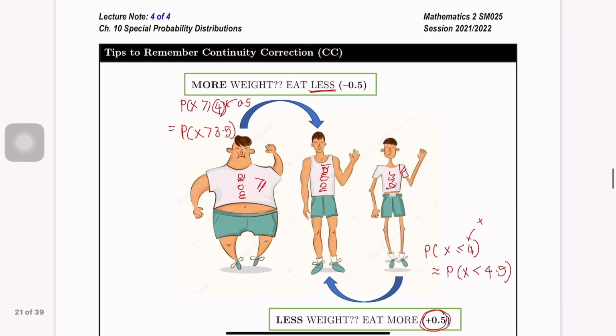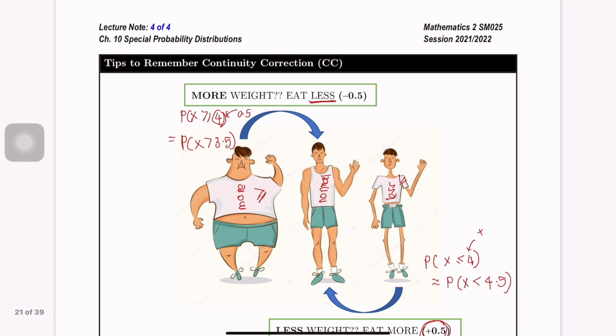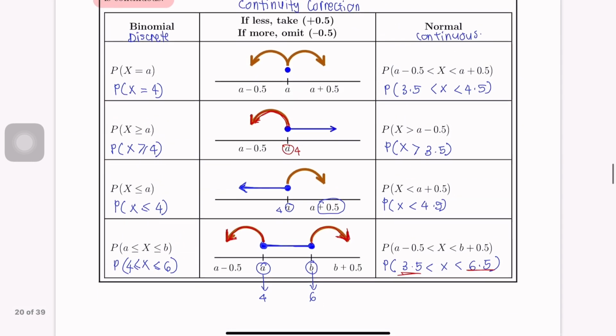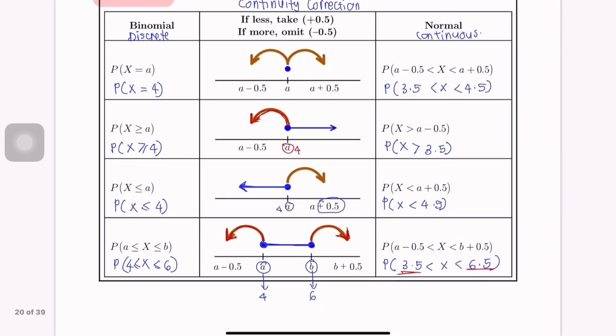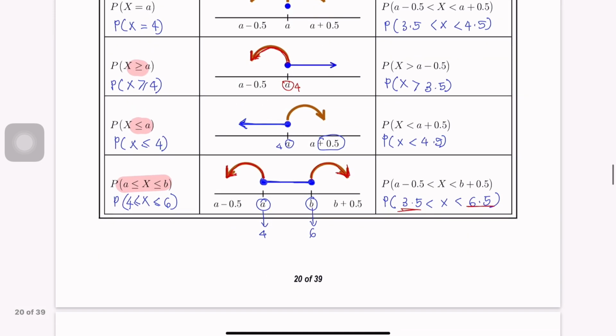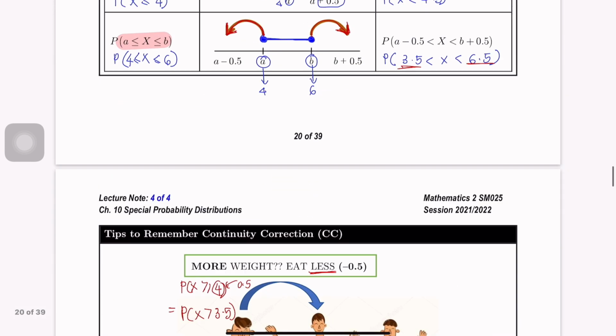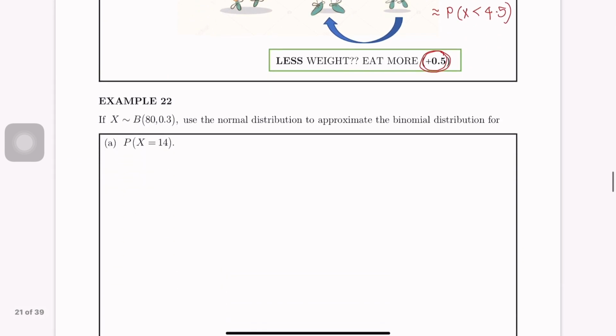But then you need to remember, to use these tips, you need to change all signs to greater equal or less than equal. You cannot have greater or less than only. Then you can use these tips. Okay, so let's look at example 22.